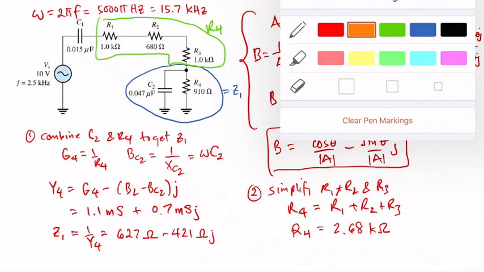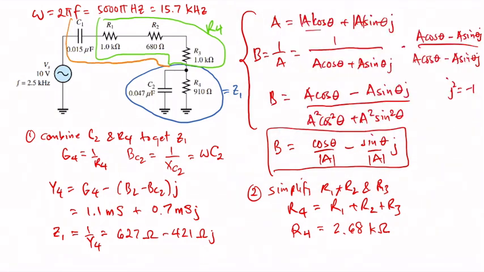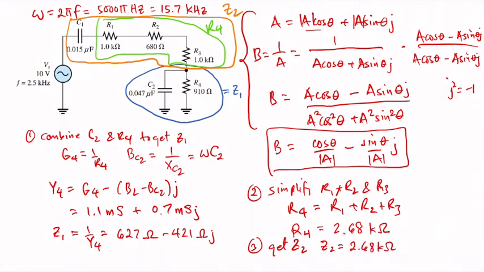Okay, next we combine this C1 and R4 to get the impedance Z2. Okay, and that's actually easily done. What we do is simply to write Z2 equal to 2.68 kilo ohms plus XC, which is 1 over omega C, so 1 over omega C J.